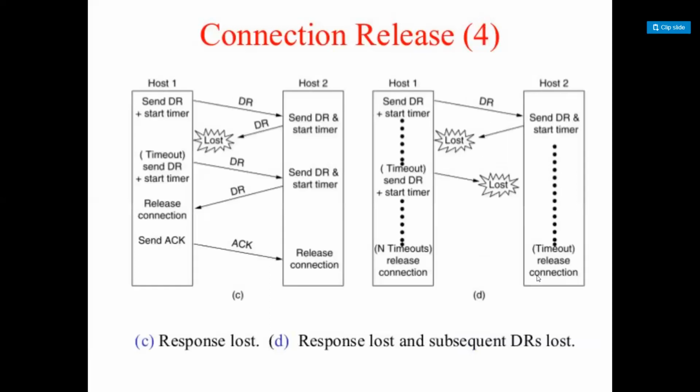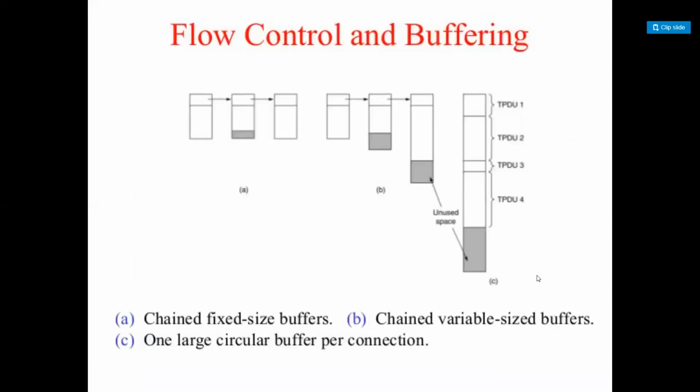See, these are the two cases: response lost, and response lost and subsequent DR lost. These are not required. You only need to write two. The next one is flow control and buffering. These are the responsibilities of the transport layer, flow control and buffering.